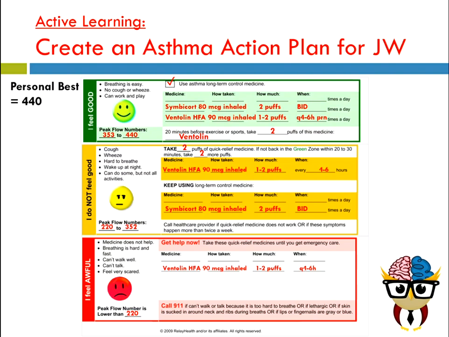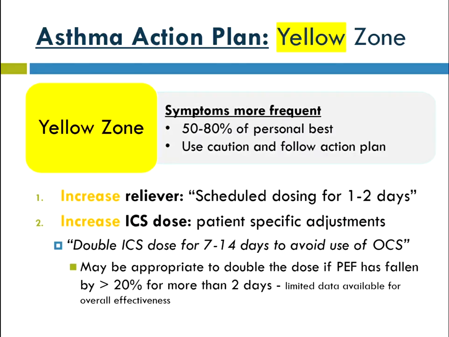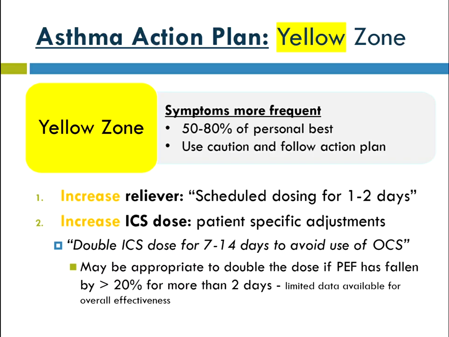Everybody good on asthma action plans? As long as you know 50 to 80 for yellow, the rest is easy. Okay? I have a question about the yellow. It sounds like increase reliever schedule dosing for 1 to 2 days. So you can, but again, it's patient-specific adjustments.